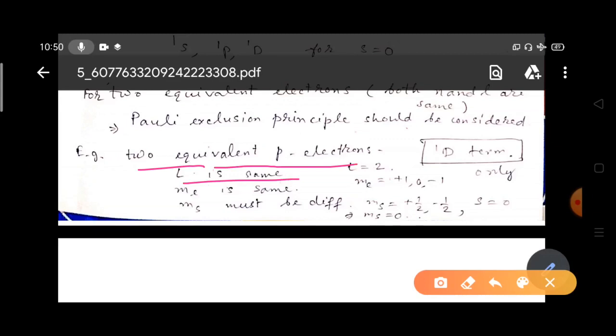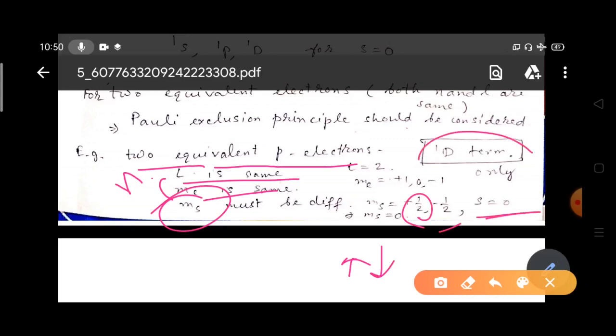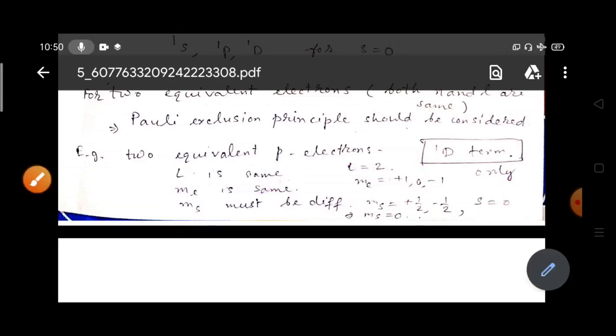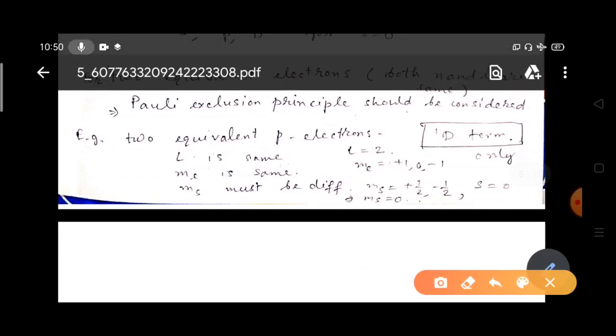Now L is the same, so Ml is the same. Since L and Ml are the same, and n is also the same, Ms must be different, that is one will be up and one will be down, half and minus half. So S is 0, and we get only the 1D term. Here, if you take L equals 2.